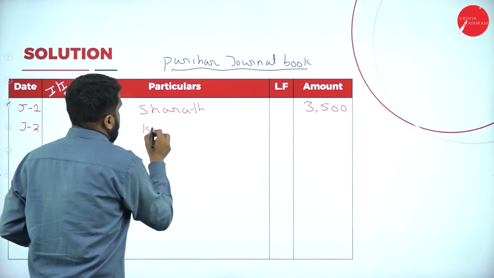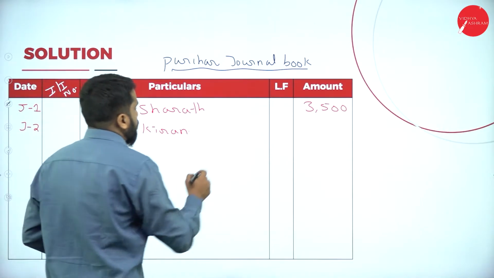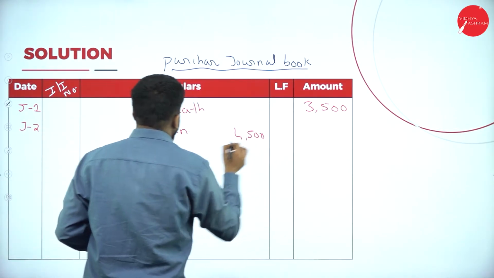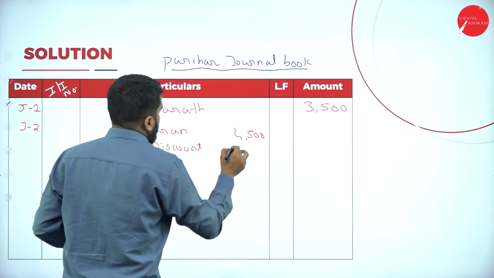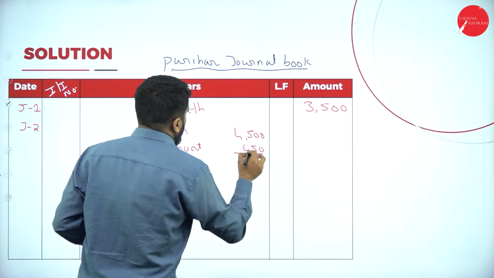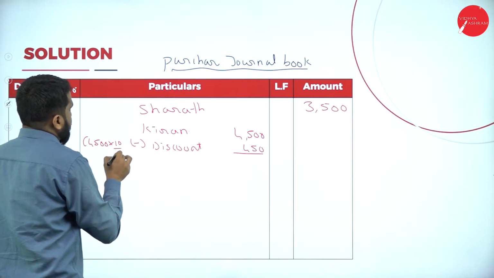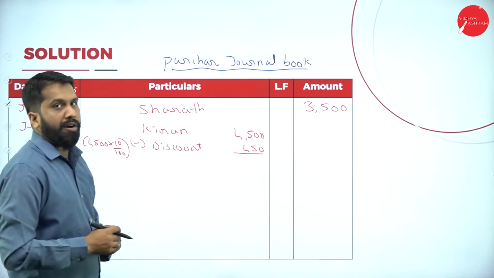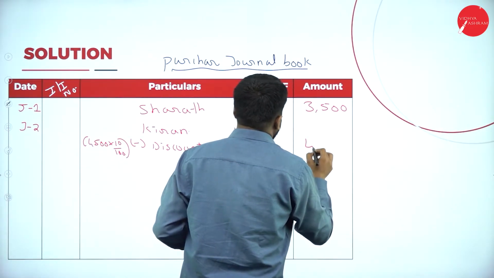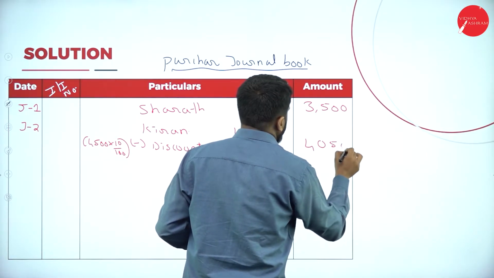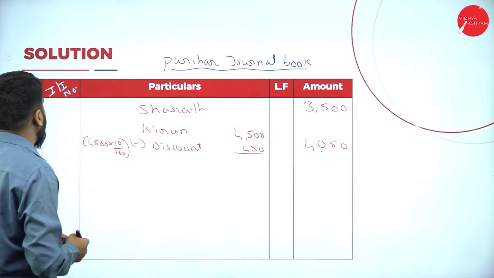In the book, we have to write Kiran. Amount, how much? Amount is 4,500 less discount 450. How come you got 450? 4,500 multiplied with 10%. It is 450. Your answer is 4,050. Any doubt? No doubt. Now, again I'll come back.